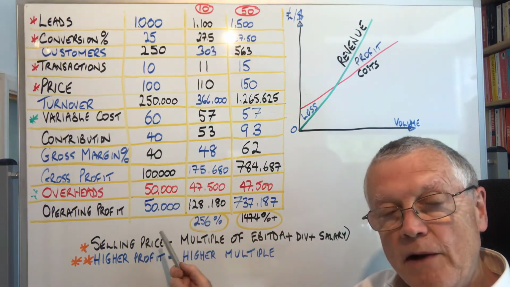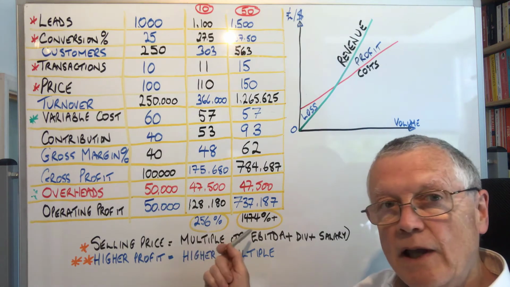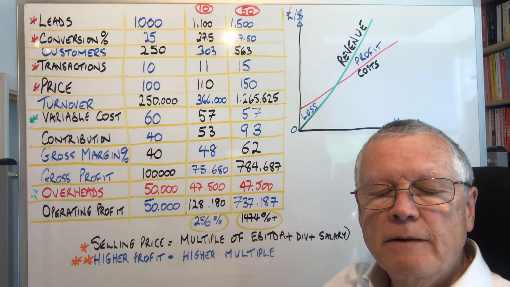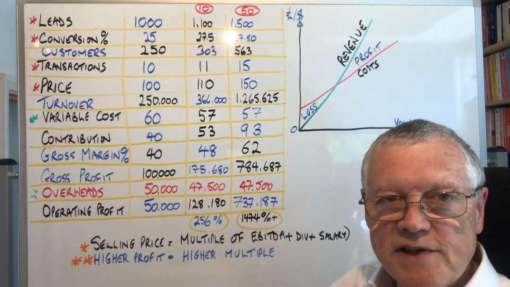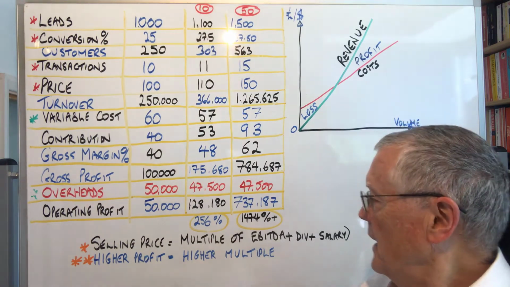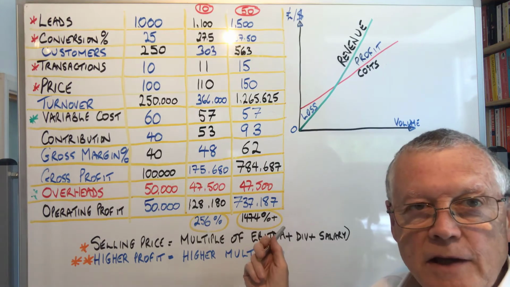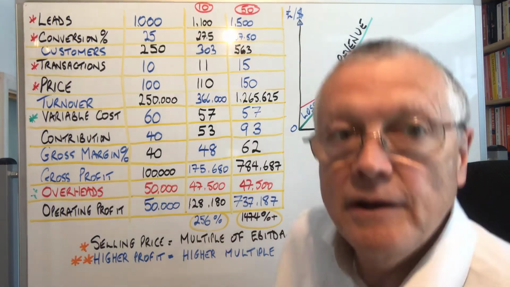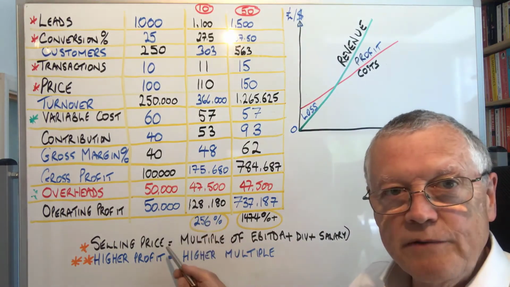Now, when you bear in mind that the selling price for your business, if you were to sell it, is a multiple of your profit. It's basically earnings before interest and tax, and then you add back depreciation and amortization. And you also normally would add back anything you pay to the director, so salary and dividend paid to the director. But basically, what you sell for is a multiple of your profit.